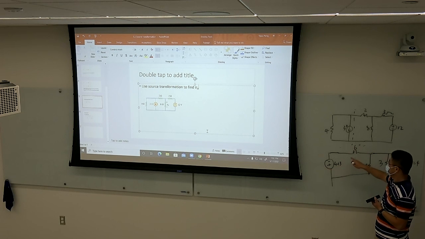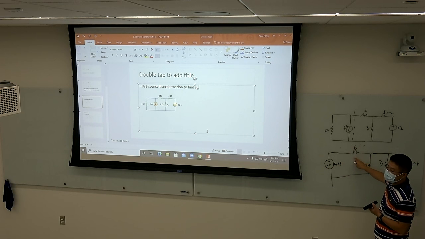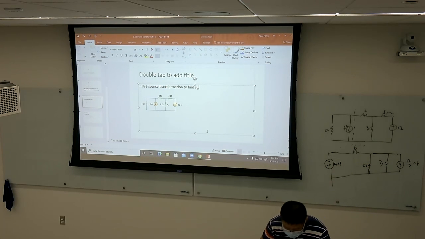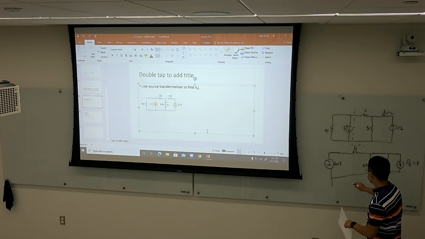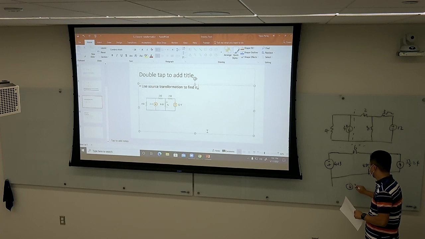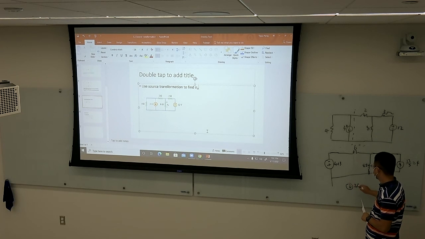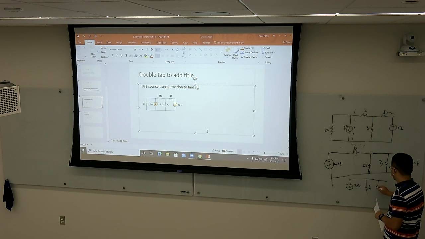This is the voltage source in series with a resistor. We can convert this one into a current source. So the current source is 2 ampere, and the 6 ohm, and then the remaining circuit keeps the same.